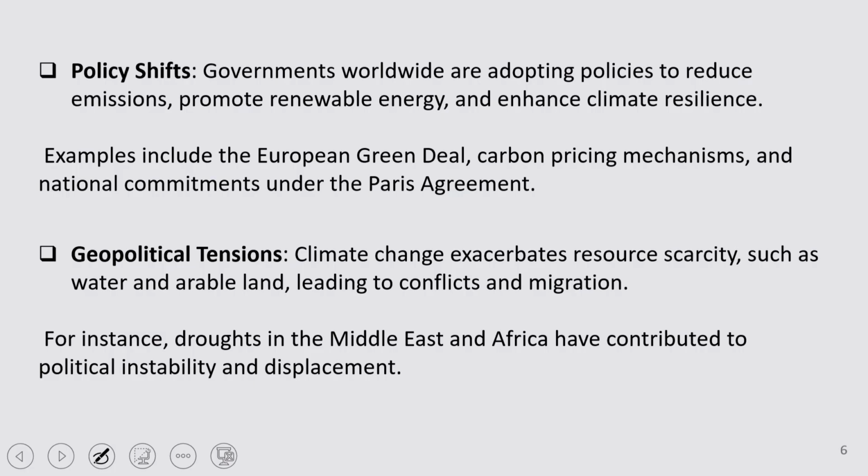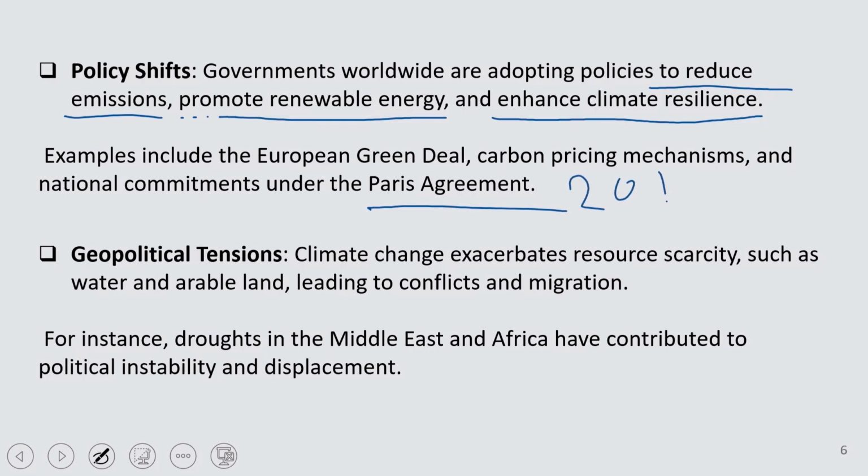Now we will see what kind of policies there are. Firstly, policy shifts: governments worldwide are adopting policies. And what kind of policies? Those that reduce greenhouse gas emissions, promote renewable energy, and enhance climate resilience. In this regard, we can take the example of the European Green Deal, related to carbon pricing mechanisms and national commitments, which falls under the Paris Agreement of 2015.